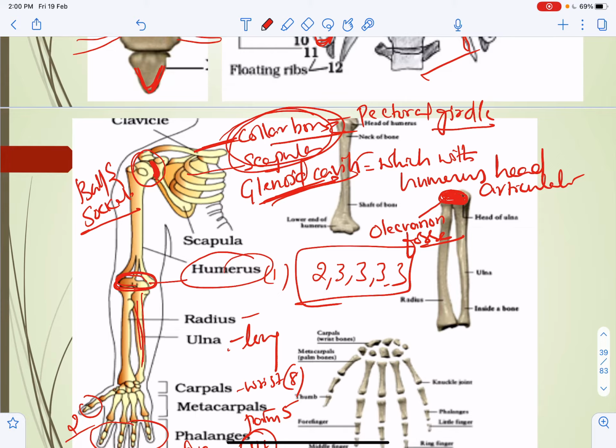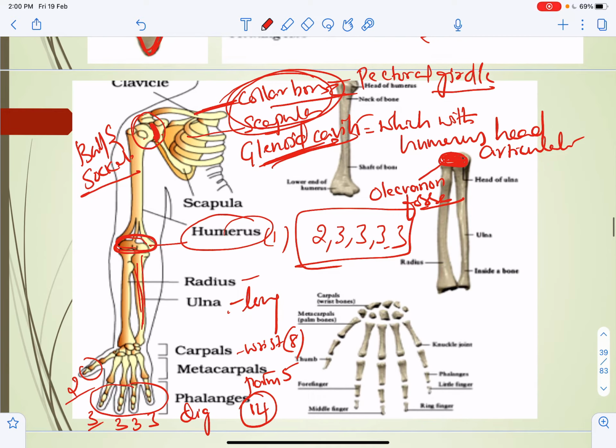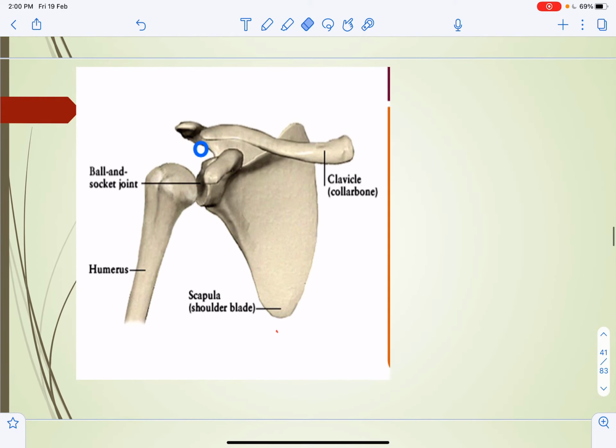In this case you have to keep in mind that the head of the humerus is attached with the glenoid cavity, and there is a process. We will take that here in this diagram. This is the glenoid cavity. The head articulates here, and this is the process with which the clavicle articulates. This process is called the acromion process.